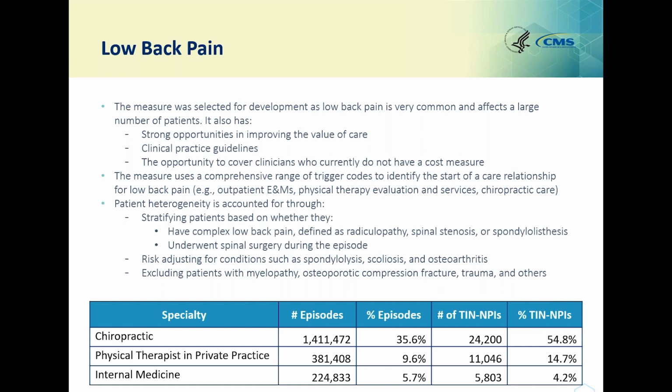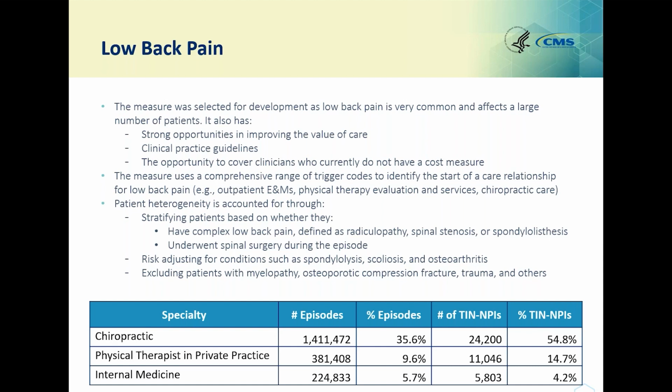With such a broad measure concept, the measure uses a variety of techniques to account for patient heterogeneity. First, it stratifies episodes into subgroups based on 2 factors that affect expected spending: whether a patient has any of the 3 conditions, radiculopathy, spinal stenosis, or spondylolisthesis, and whether a patient has had a spine surgery during the episode. Second, the measure risk adjusts for other conditions and pre-existing risk factors. This includes other conditions like spondylosis, scoliosis, and other spinal deformities, depression, and osteoarthritis.